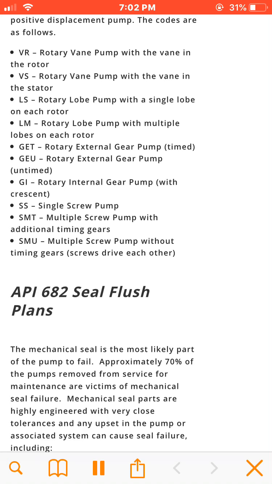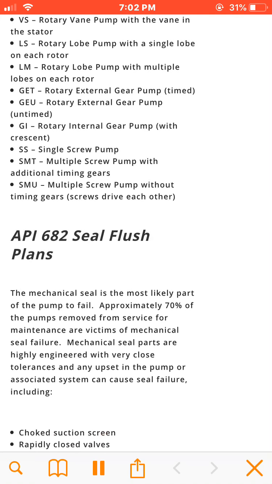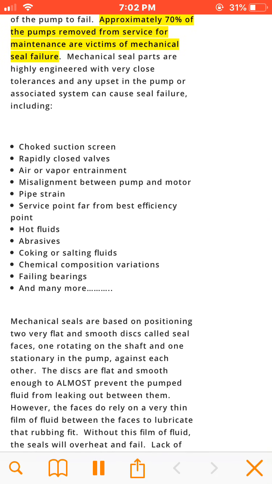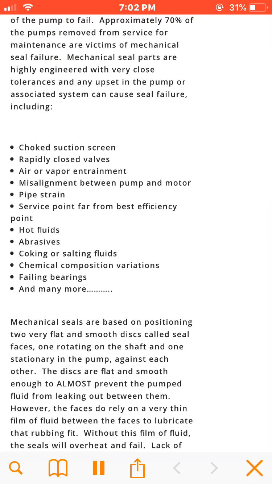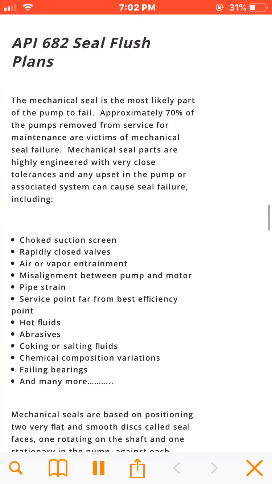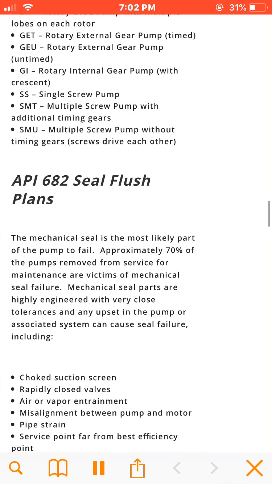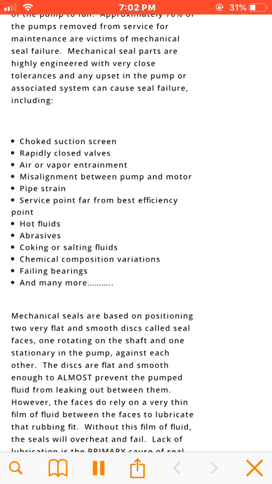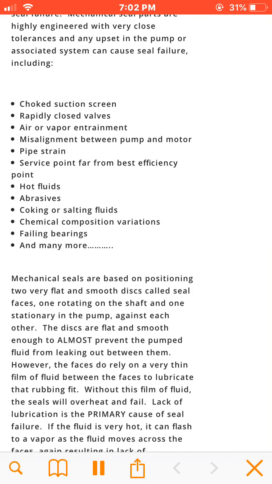Screws drive each other. The mechanical seal is the most likely part of the pump to fail. Approximately 70% of the pumps removed from service for maintenance are victims of mechanical seal failure. Mechanical seal parts are highly engineered with very close tolerances, and any upset in the pump or associated system can cause seal failure, including choked suction screen, rapidly closed valves, air or vapor entrainment, misalignment between pump and motor, pipe strain, service point far from best efficiency point, hot fluids, abrasives, coking or salting fluids, chemical composition variations, failing bearings, and many more.